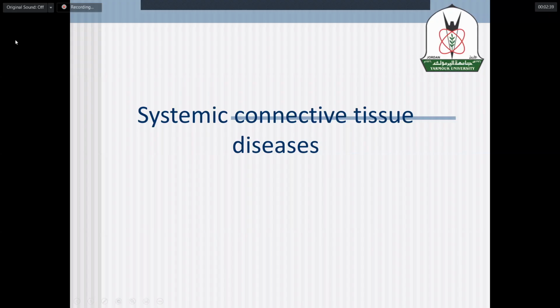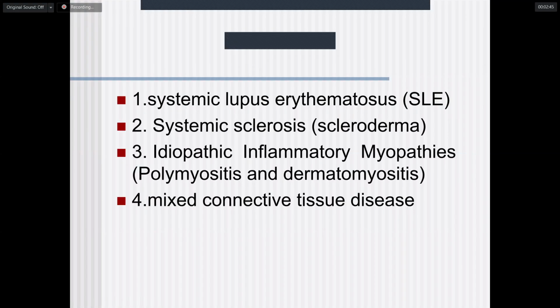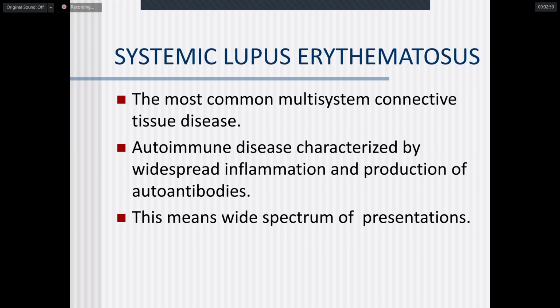طيب اليوم بدنا نحكي عن السيستميك كونكتيف تيشو ديزيز اللي هو few diseases. The main one would be systemic lupus erythematosus. Also, we'll be talking about systemic sclerosis, idiopathic inflammatory myopathies, polymyositis, and dermatomyositis, والmixed connective tissue disease. أول شيء systemic lupus erythematosus.